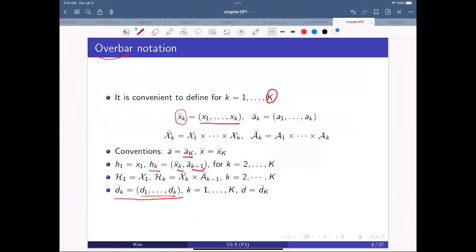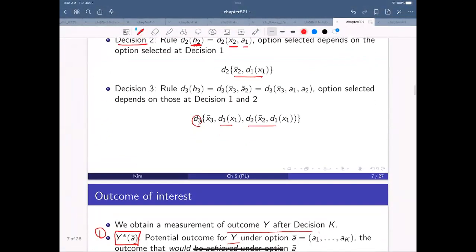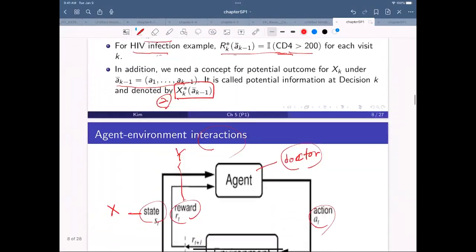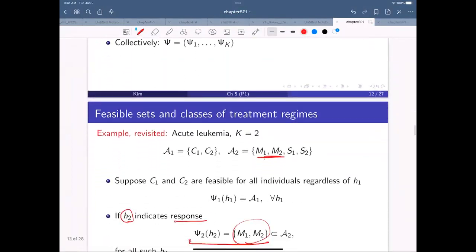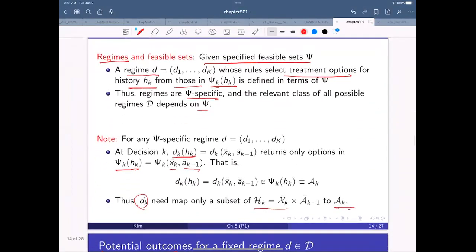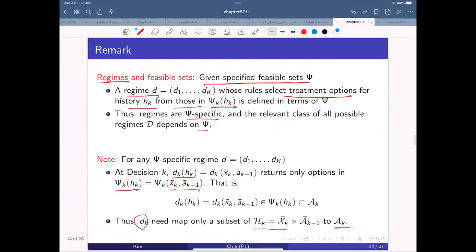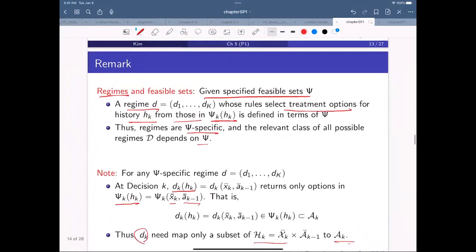I mean, I think of where it does depend on the history, for example. History depends on X up to the decision K, and also the previous X. But in the derivation you just showed, D is only a function of X K bar, not H K.